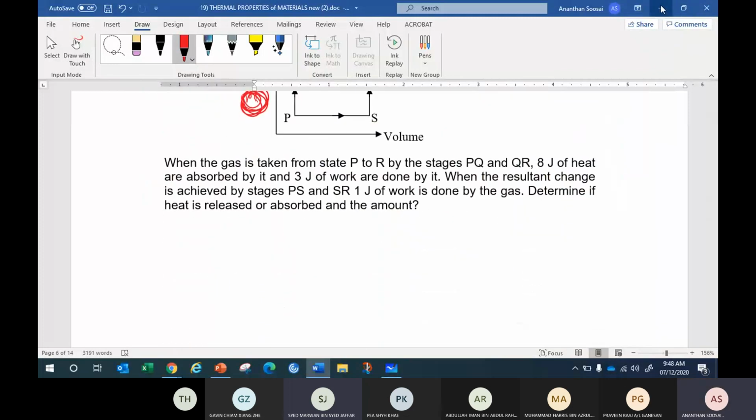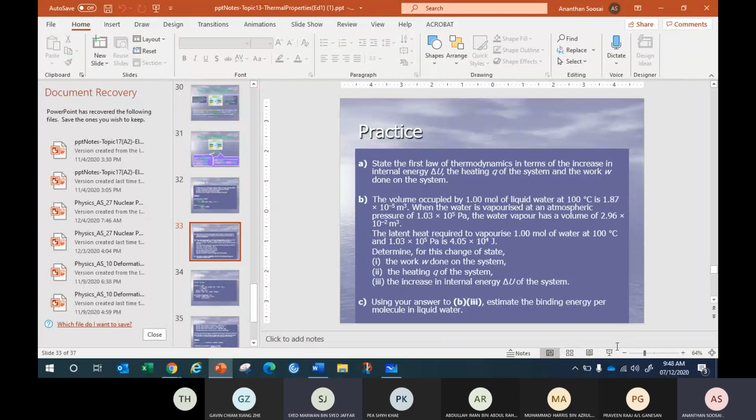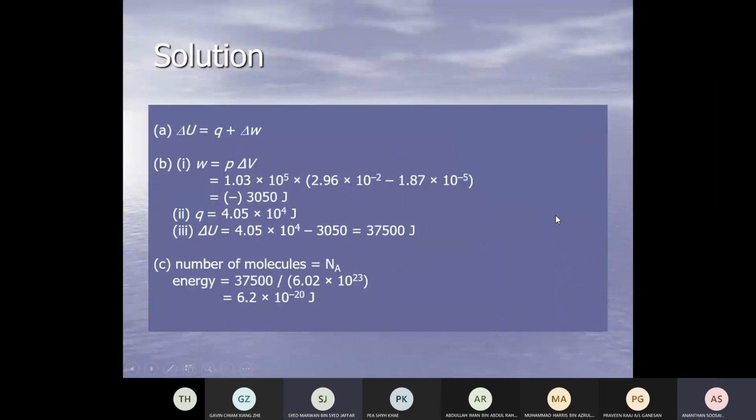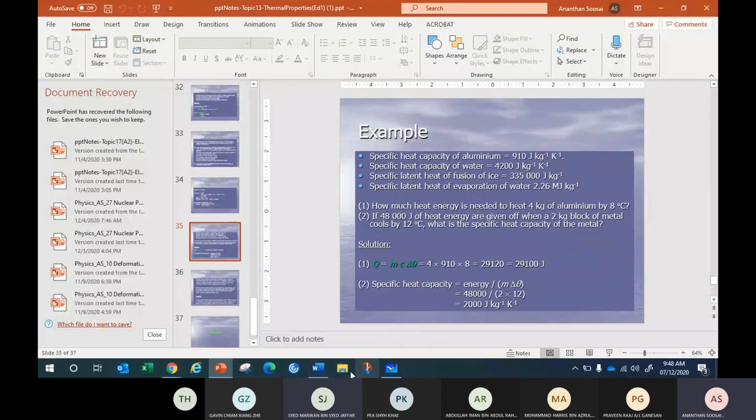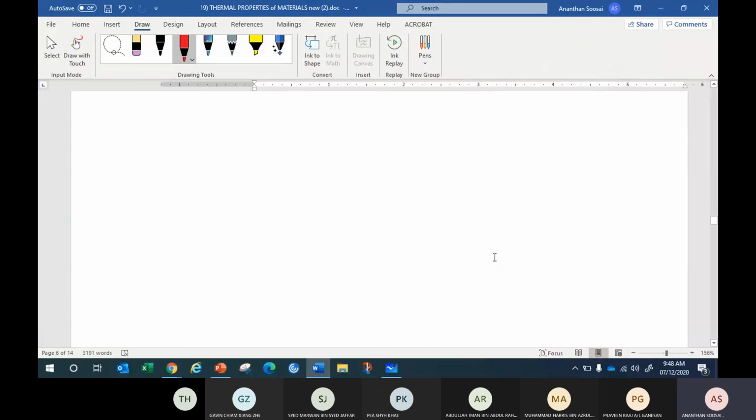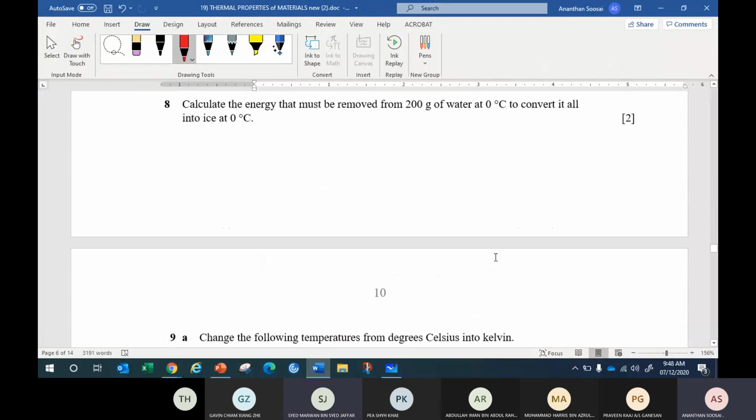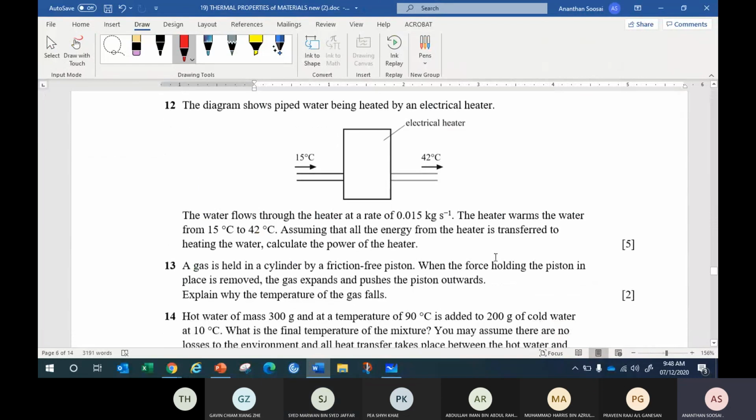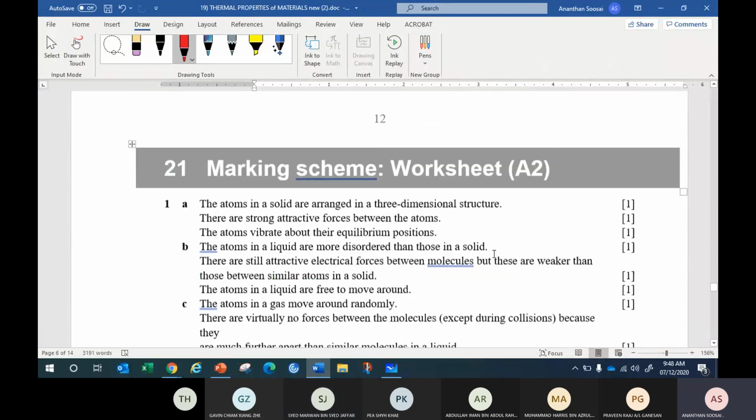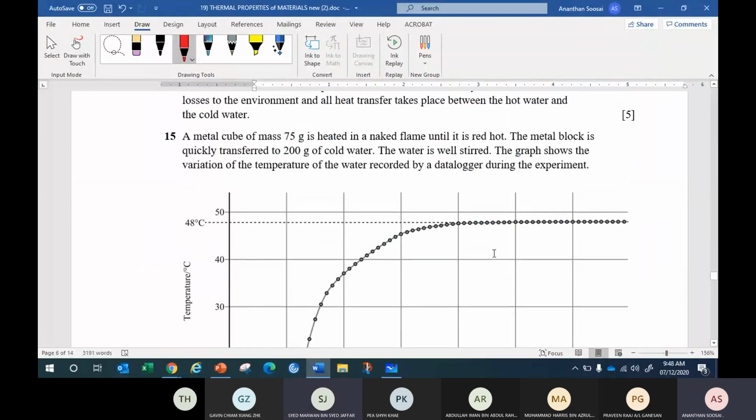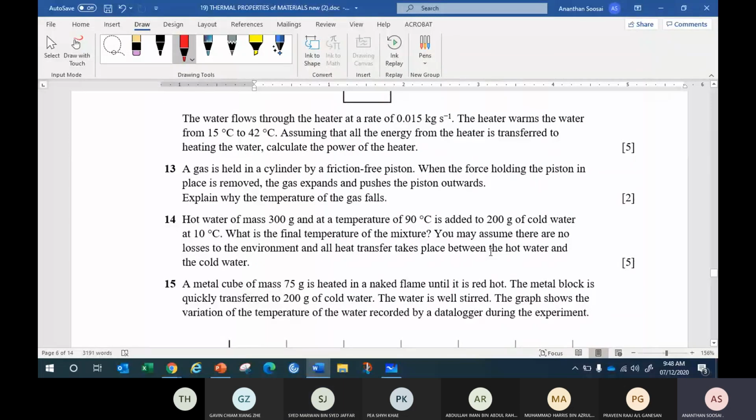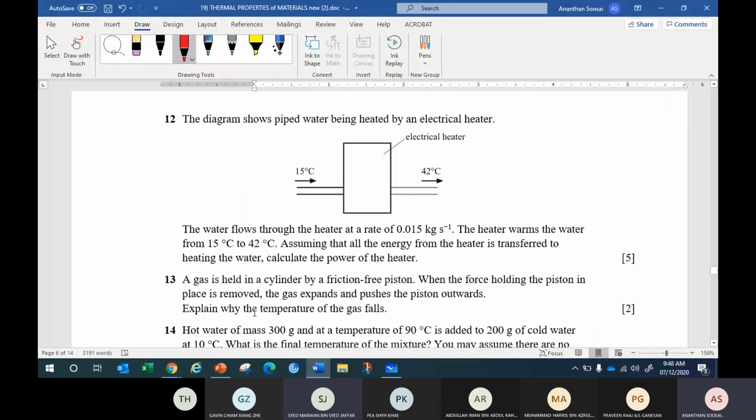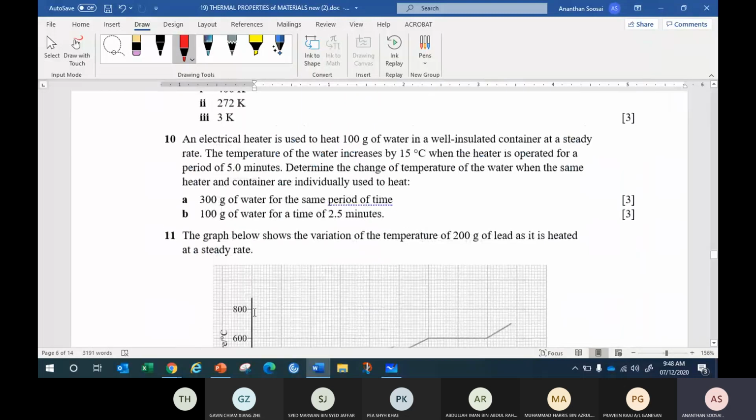So my advice before the next class: go to the PowerPoint, look at these questions and the solutions. There are a few questions you can give a try. Go to the Word file here at the back. There are plenty of questions. Towards the end, you have the thermodynamics questions, like question 13. You can think about the thermodynamics and give it a try.